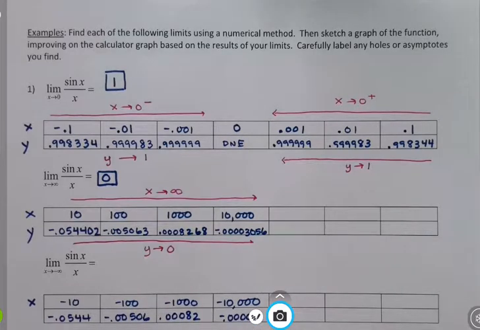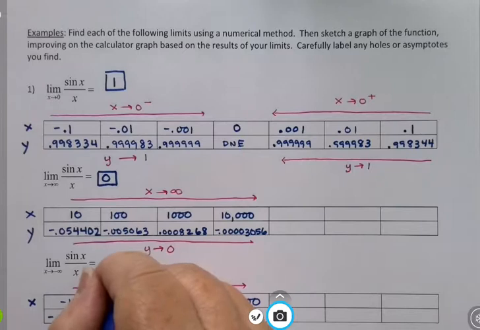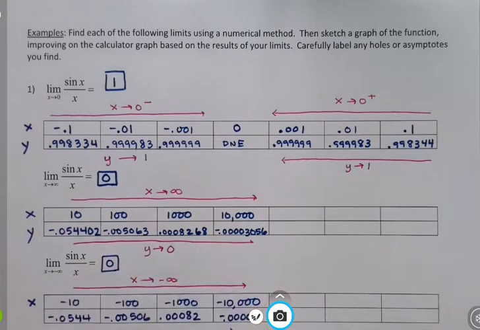Same idea. Every single time, the first non-zero digit moves further and further to the right. So as x is approaching negative infinity, these y values are approaching 0. And once again, I can say that 0 is going to be my limit. All right, we've got that much.